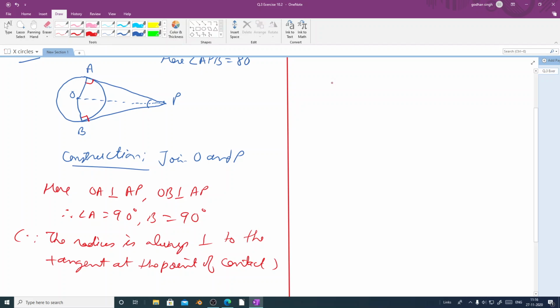Now we will go to triangle AOP. So in triangle AOP and triangle BOP, we can see that OP is equal to OP, common side. Next, we can also see that AO is equal to BO. Why? Because they are radii of the same circle. This is our AO and this is BO, both are the radii of the same circle.